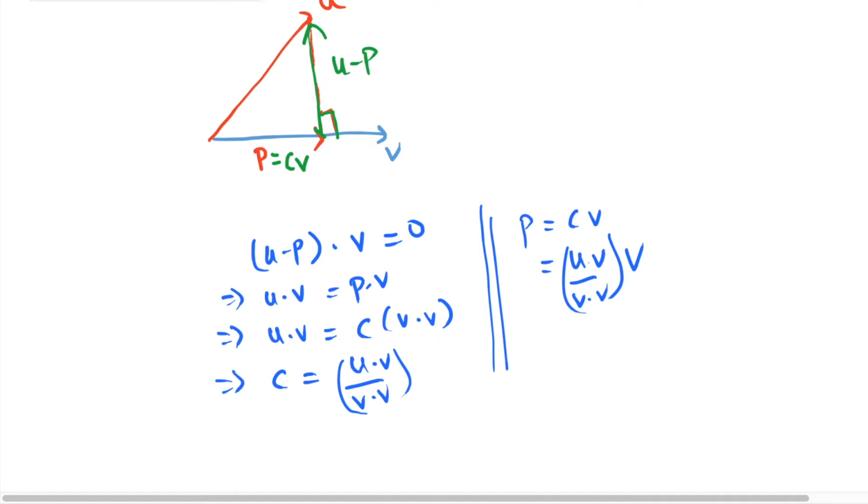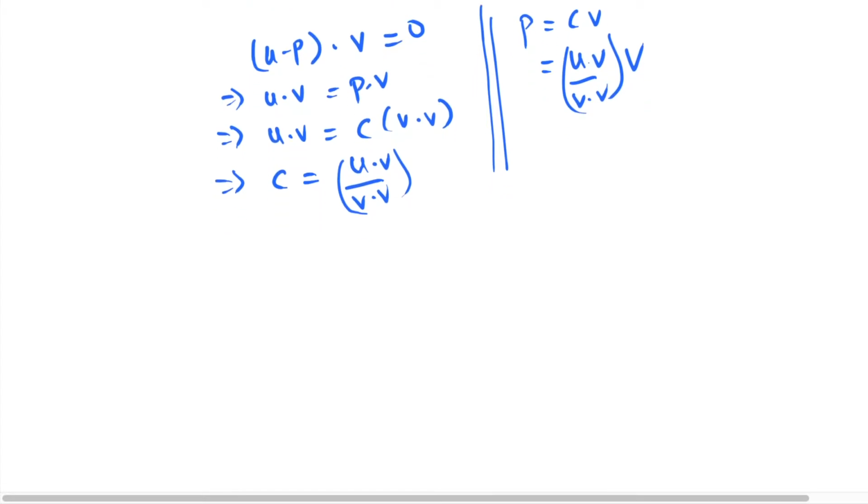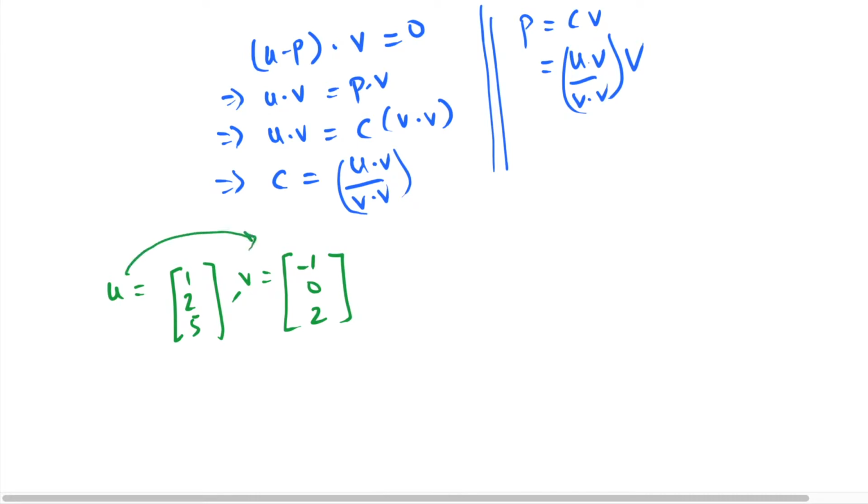So let's take an example here to make things more clear. Let's say I've got two vectors u and v, and u is given by, let's say, (1, 2, 5), and the vector v is given by, let's say, (-1, 0, 2). All right, so we need to find the projection of vector u onto vector v.